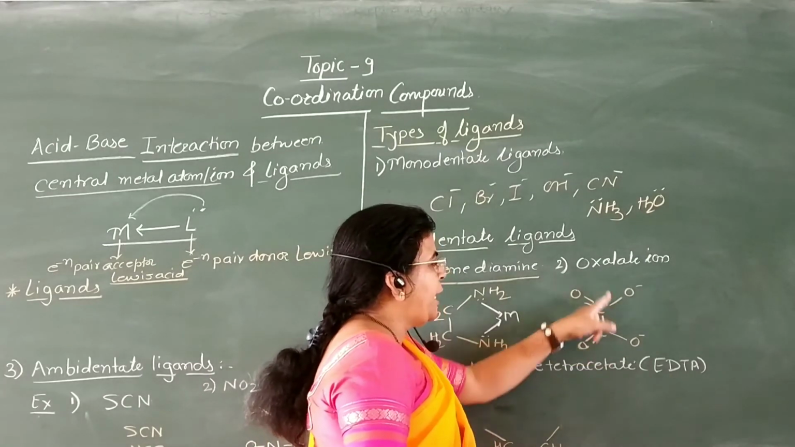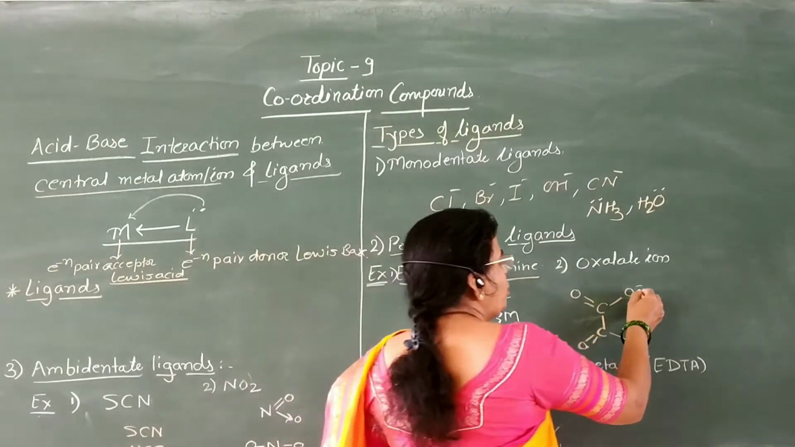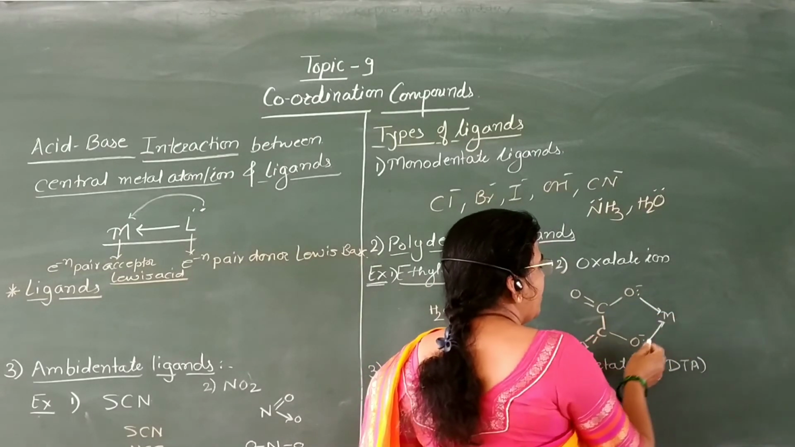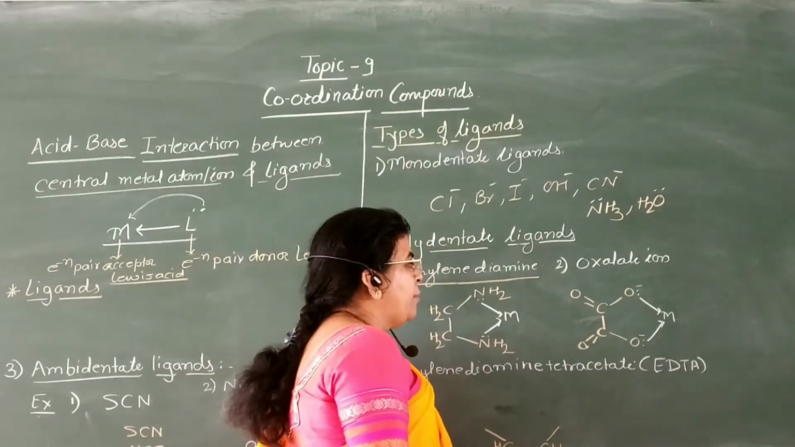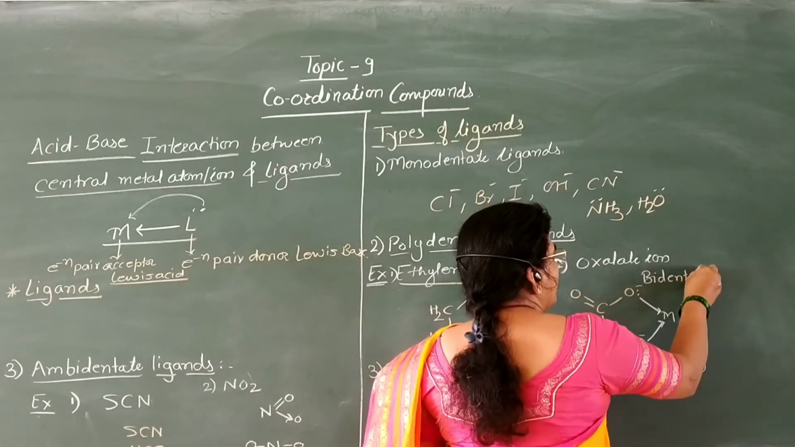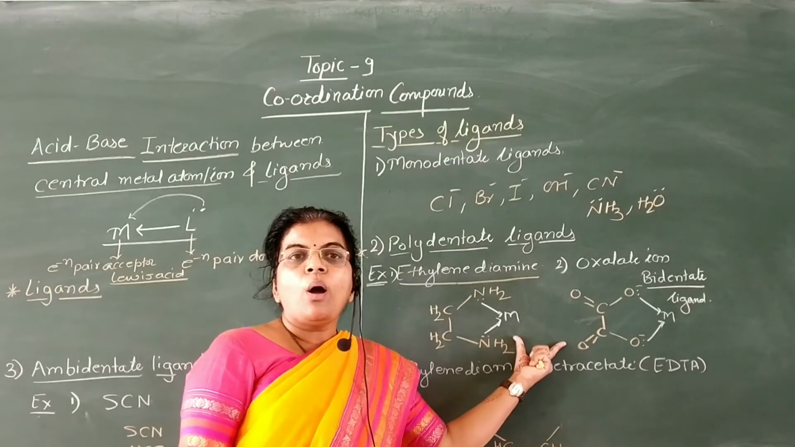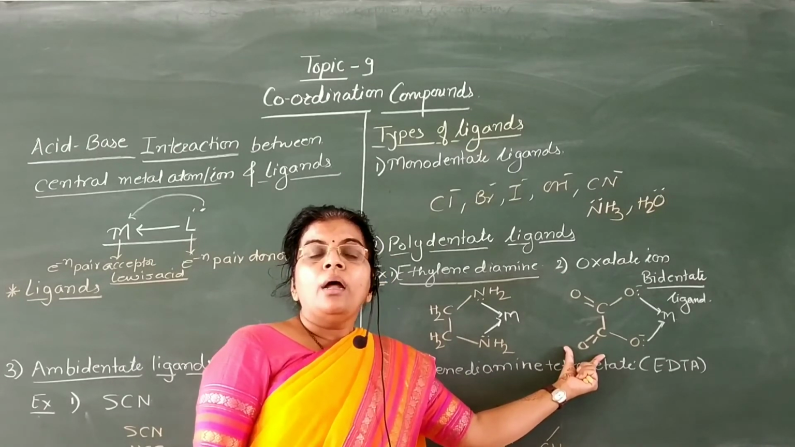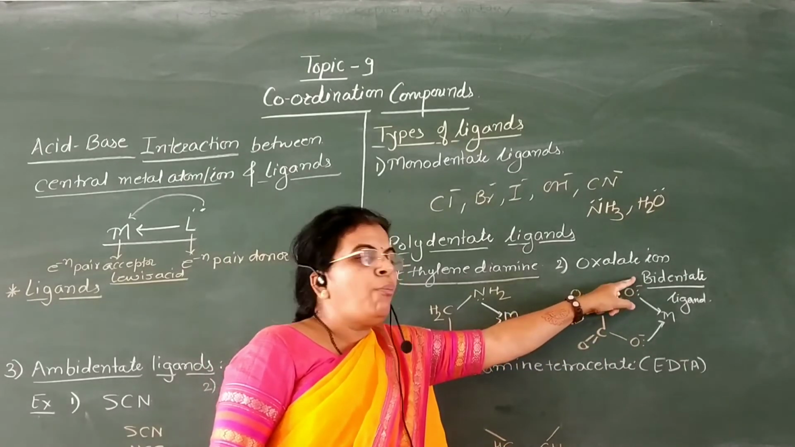Then this is oxalate ion. This oxalate ion possesses two negatively charged oxygen atoms. These two oxygen atoms can donate electron pairs to the central metal atom, so this oxalate ion can donate two pairs of electrons to the central metal atom, and therefore these two examples are bidentate ligands. This ethylene diamine and this oxalate ion can donate two pairs of electrons to the central metal atom or ion, and therefore these are examples of bidentate ligands.